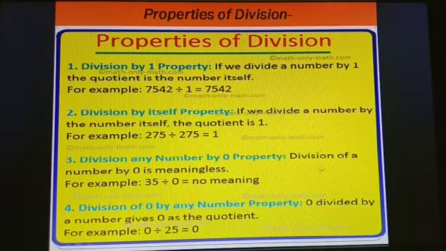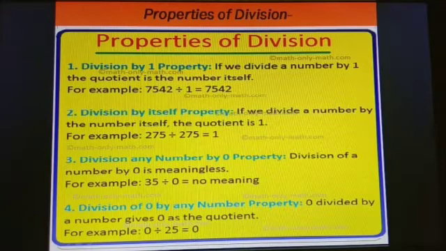If you are dividing a number by 0, it is meaningless. It means you cannot divide a number by 0. 35 divided by 0 has no meaning, so you cannot divide it. For the division of 0 by any number property, 0 divided by a number gives 0 as the quotient. If you are dividing 0 by any number, the answer will be 0.